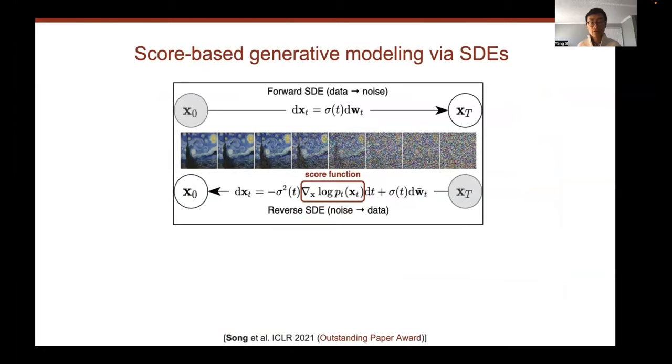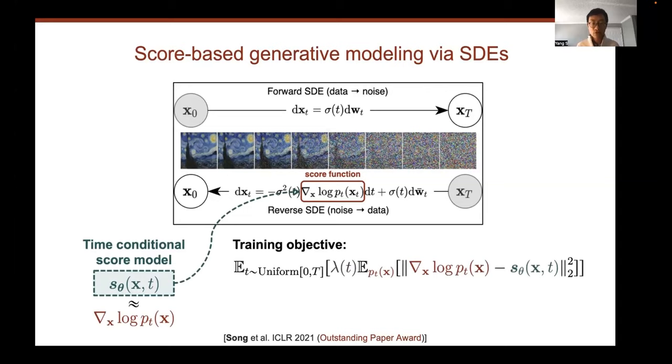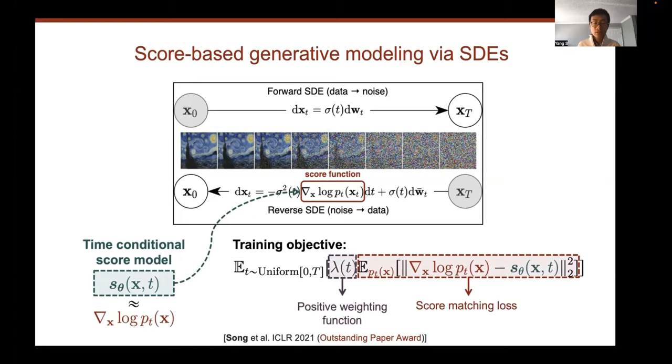So first, we have to estimate the score function in order to generate new samples, and this can be done by training a neural network called a time-conditional score model. We hope it can approximate the score function, so we minimize the following training objective. The inner expectation corresponds to the so-called score matching loss, which measures the difference between the ground truth score function and our neural network model. In addition, it has a weighting function to balance loss scales and help optimization.